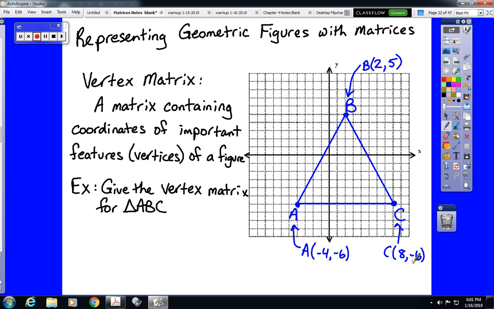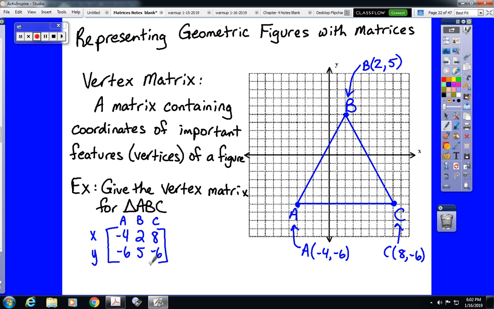So we can represent triangle ABC by using what's called a vertex matrix. Now this matrix will contain 2 rows. One row will be for the x coordinates and 1 row for the y coordinates, and 3 columns, 1 for each vertex. For instance, A, which is located at -4, -6, would be represented with a column listing -4 first and -6 second. The x coordinate is listed first, the y coordinate is listed second. B is at 2, 5, and C is at 8, -6.